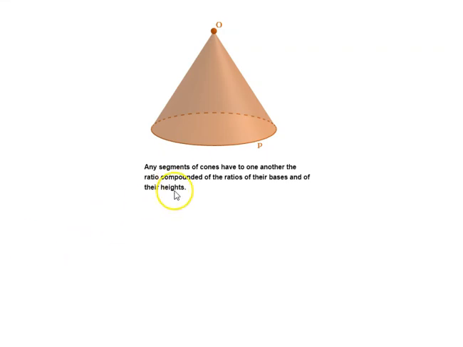Let us look at proposition number 10 of the works of Archimedes, specifically from On Conoids and Spheroids. The proposition says any segments of cones have to one another the ratio compounded of the ratios of their bases and of their heights. So we are given a cone, and a segment of a cone is a portion of the cone cut by a plane parallel to the base.